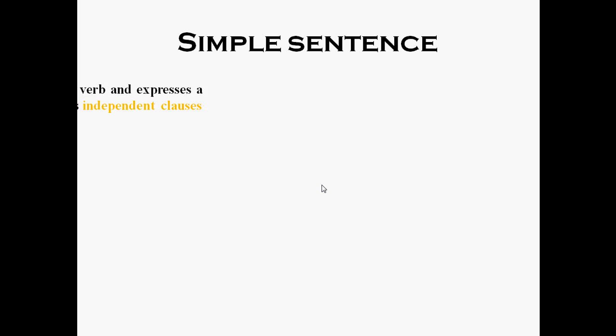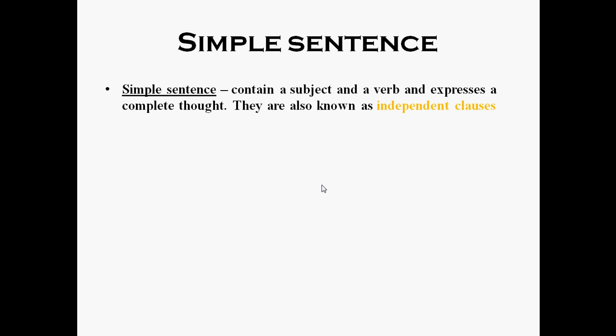Simple sentence. Defining it, a simple sentence contains a subject and a verb and expresses a complete thought. They're also known as independent clauses. I put this in here because later when we get to compound complex sentences, we will say the words independent clause and dependent clause. So when we say an independent clause, it can stand by itself.